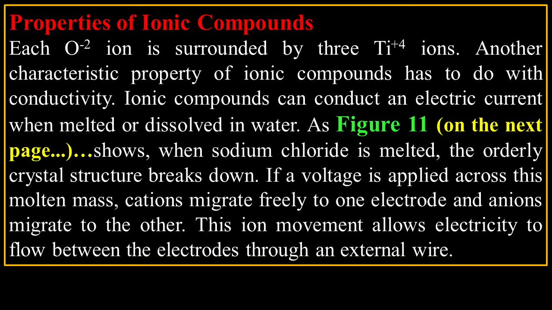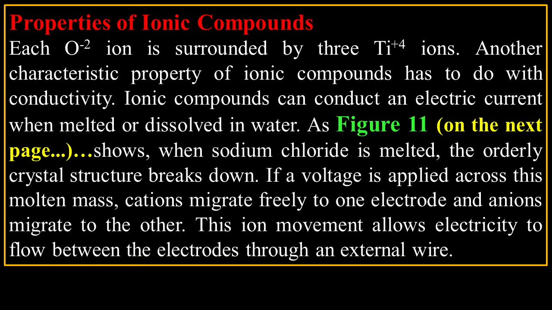Each O2- ion is surrounded by 3 titanium 4+ ions. Another characteristic property of ionic compounds has to do with conductivity. Ionic compounds can conduct an electric current when melted or dissolved. That's so the particles can go from place to place within the liquid.